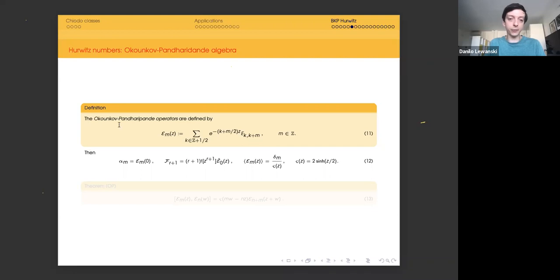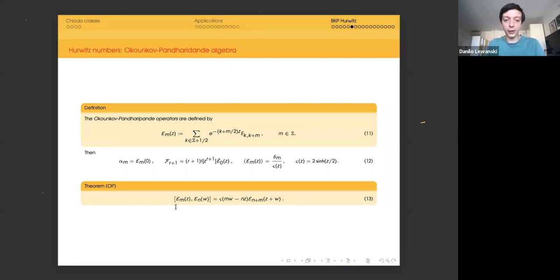Now, the reason why these operators are so useful is that they are closed under commutation. If you have a commutation of E_a(z) and E_b(w), this is equal to a curly E operator again, of energy a plus b, as you would expect, but the argument is just the sum of the two variables, and you just need to multiply by a hyperbolic sine. And this equation is so powerful, you can do so many computations with it. So this was also a very important step of the Gromov-Witten/Hurwitz correspondence.